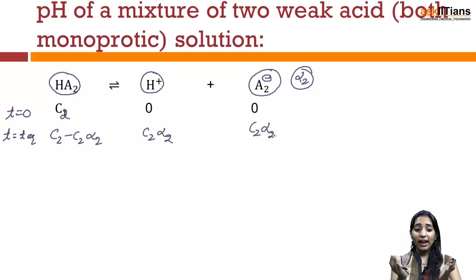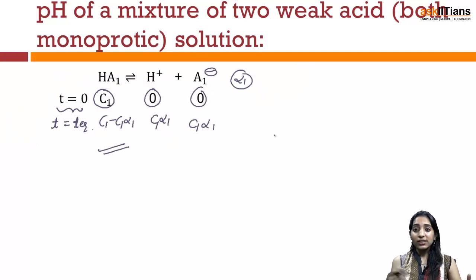This is because I have already put HA1 in one container and I am putting HA2 also in the same container. So, that means the concentration of H positive in the container cannot have two different values. So this means this is the wrong concentration and the correct concentration will be C1 alpha 1 plus C2 alpha 2.